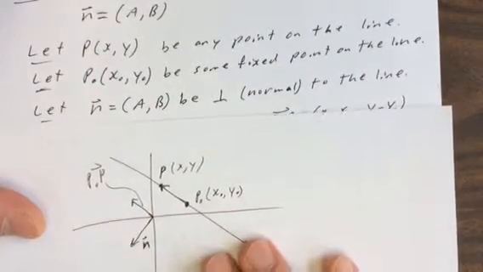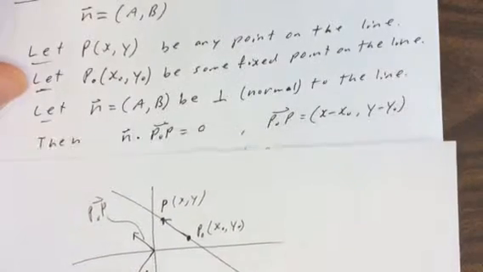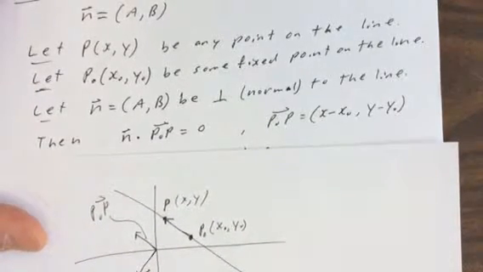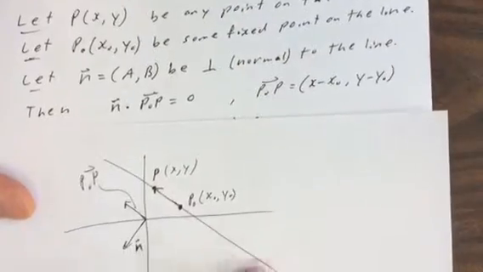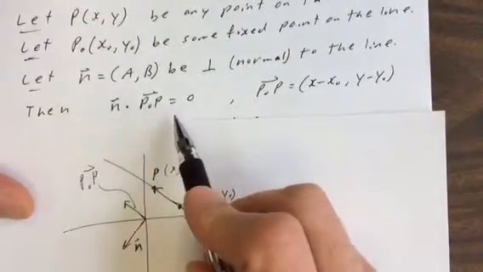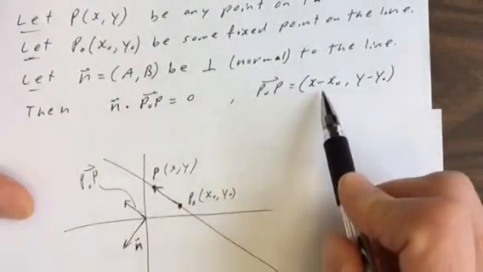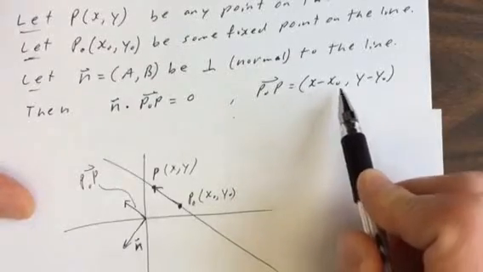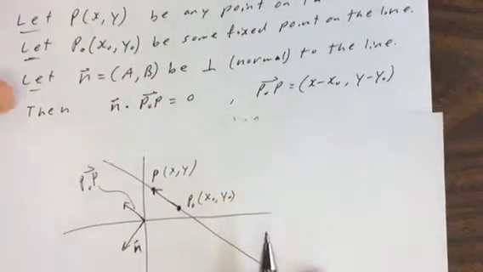So you've got n going down this way, P naught P going this way. Those two are perpendicular. What do we know about perpendicular vectors? Their dot product is 0. So n dot P naught P equals 0. P naught P is OP minus OP naught.